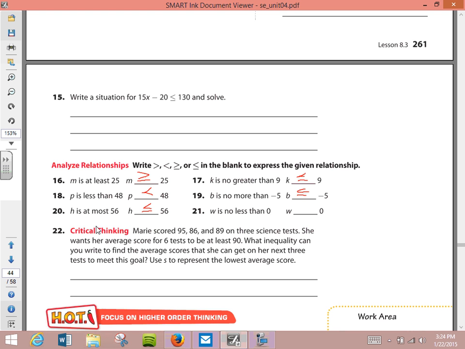W is no less than 0. Greater than or equal to. Greater than or equal to, right? It cannot be any lower than 0. It has to be greater than or equal to 0. It was easy.